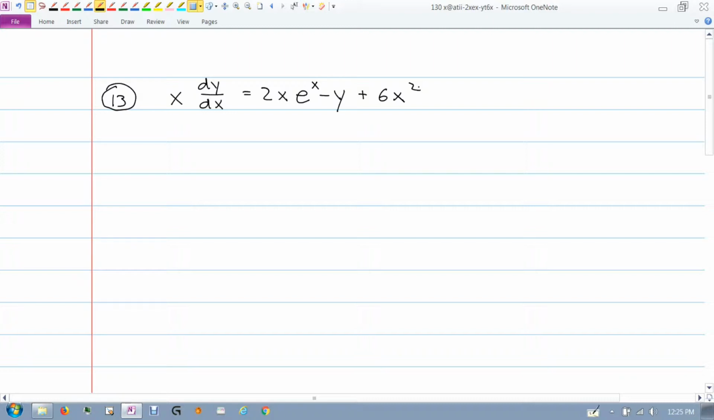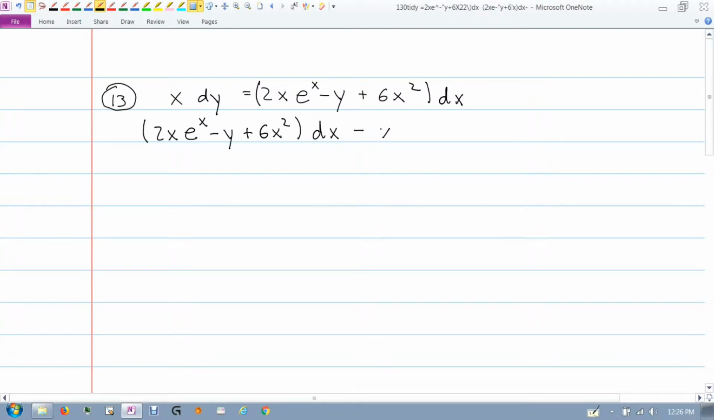Okay, so let's multiply both sides by dx. That'll clear it on this side. You'll just have dy here, and over here you're going to have dx multiplied. So now let's move everything to one side. I'm going to take everything to the right. So 2x e to the x minus y plus 6x squared dx, that's my M, and then minus x dy, and remember I need this to be a plus, so look at this as being plus, and then this is negative x in front, equals 0.